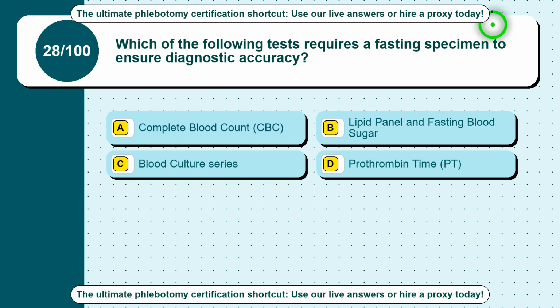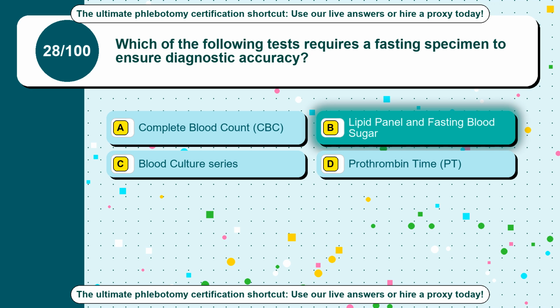Question 28. Which of the following tests requires a fasting specimen to ensure diagnostic accuracy? Option A, complete blood count, CBC. Option B, lipid panel and fasting blood sugar. Option C, blood culture series. Option D, prothrombin time, patient. The correct answer is option B, lipid panel and fasting blood sugar.